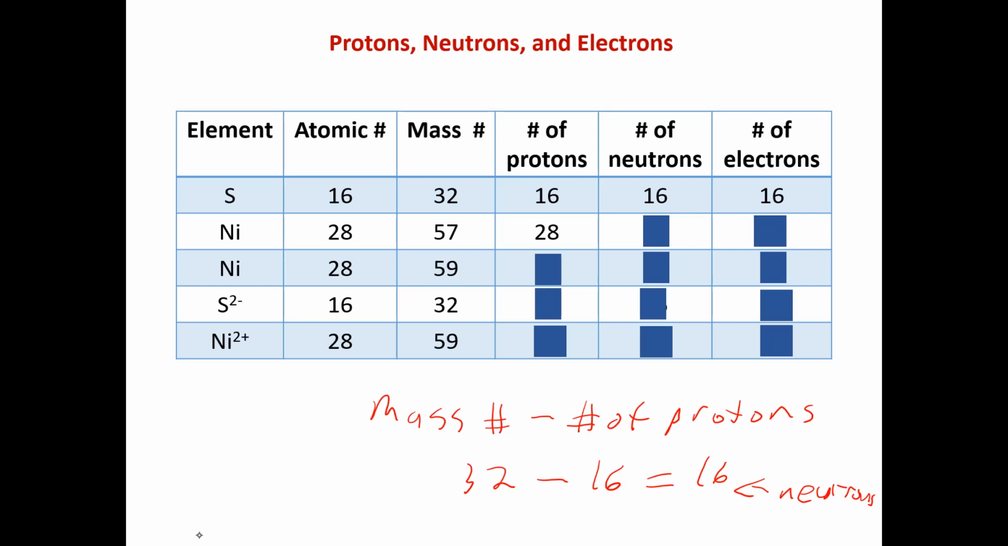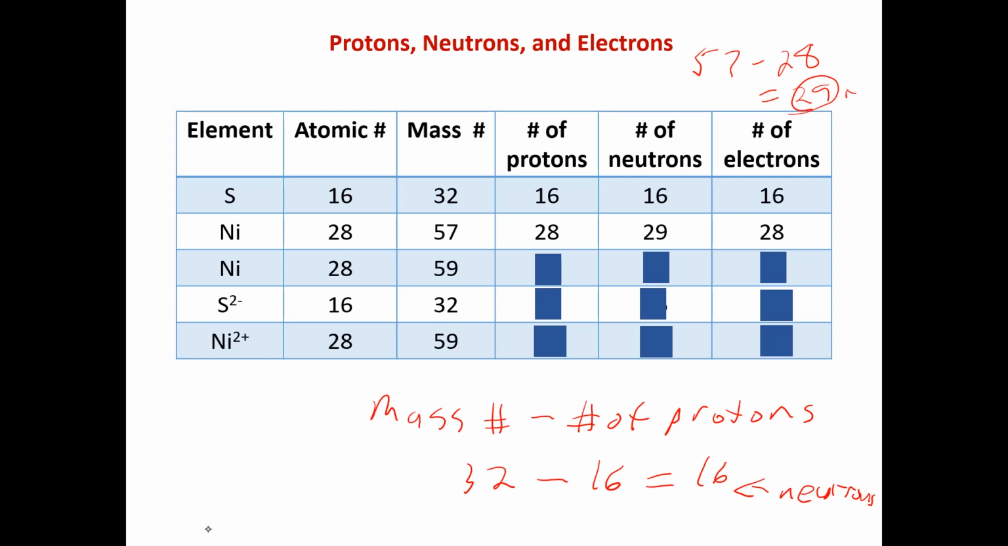If we take the mass number 57 and we subtract off 28, that will give us the number of neutrons. That comes out to 29. So we have 29 neutrons. Since this nickel is neutral, if it has 28 protons, that means it has 28 electrons.